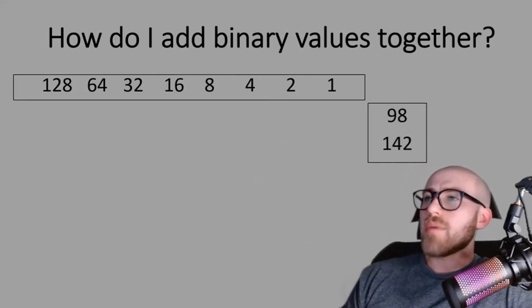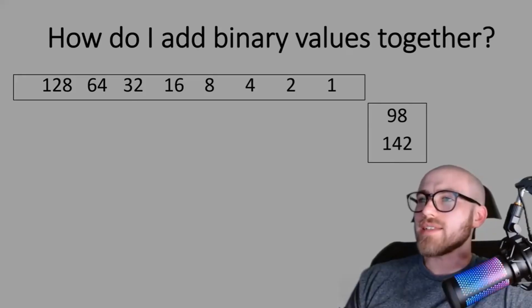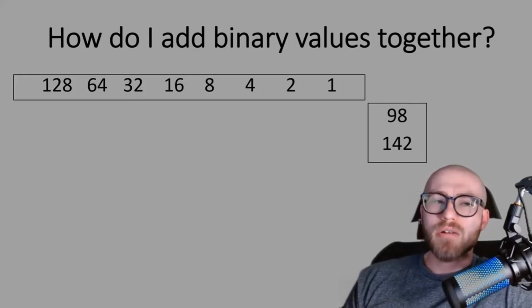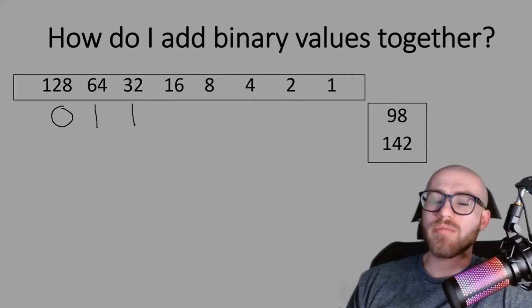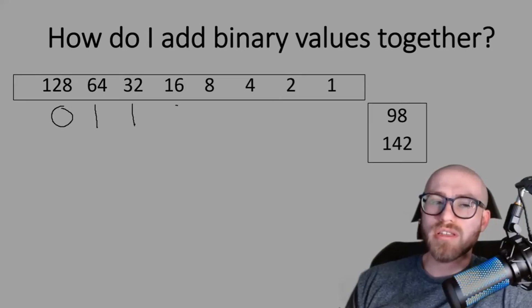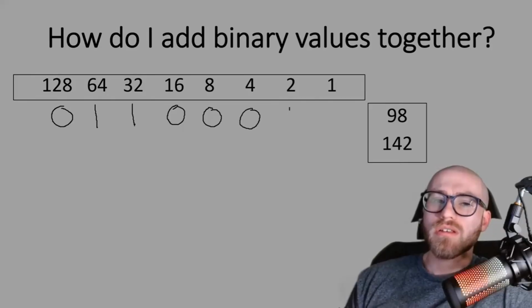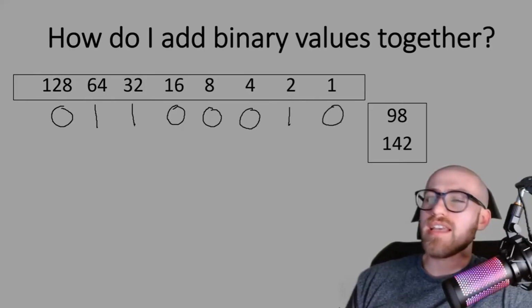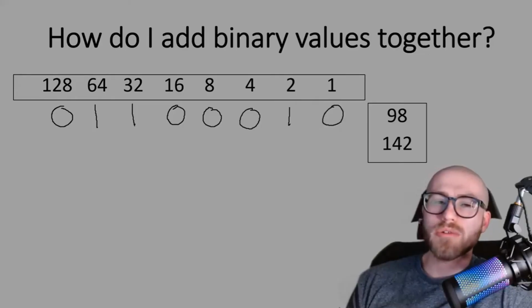So we're going to start by doing the conversion for 98. Now, we don't need 128 because that is too high, but we do need 64 and 32 because that's going to bring us to 96. So we're actually really close at this point. All we're going to need is our 2, and that gives us 98. So that was a relatively straightforward one.